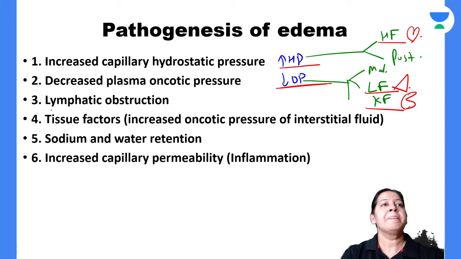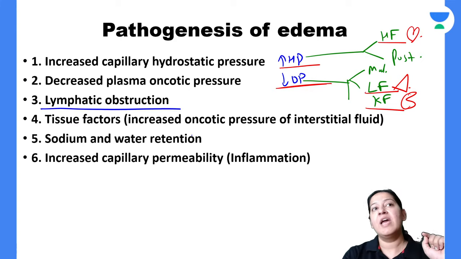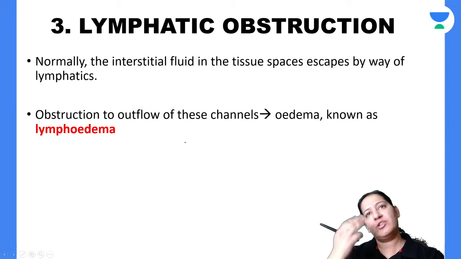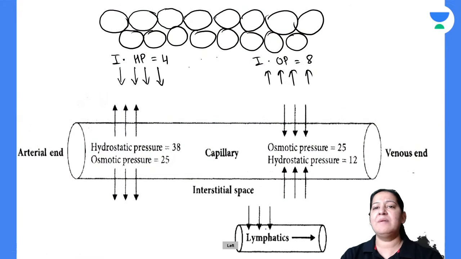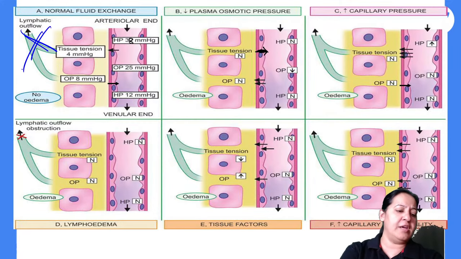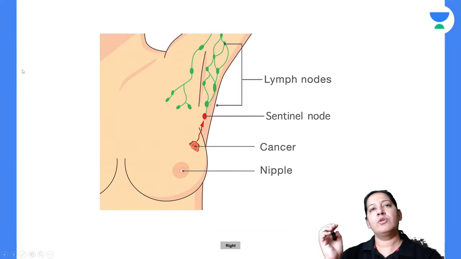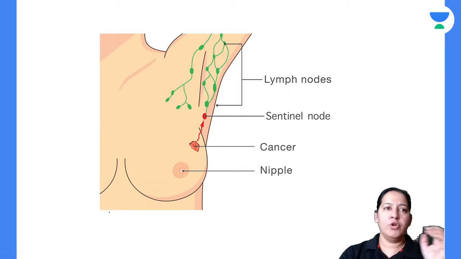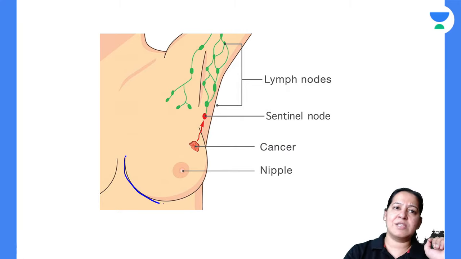Coming to the next point, lymphatic obstruction. If the lymphatics get obstructed in any human being, when will the lymphatic obstruction occur? Tell me the three reasons. Can you see the lymphatics? If it is obstructed, it will lead to edema. So why are the lymphatics obstructed? Do you know breast cancer? It is the most common cancer of females in the world.